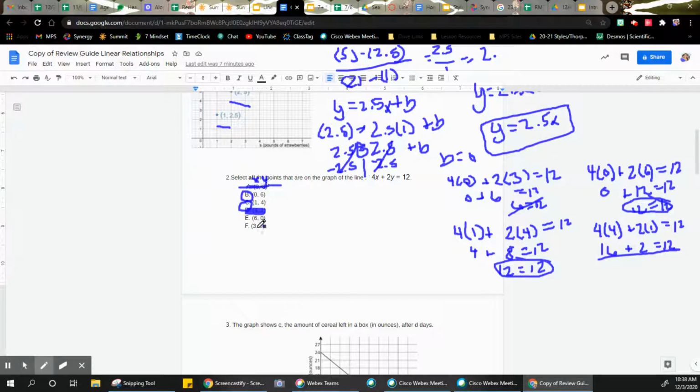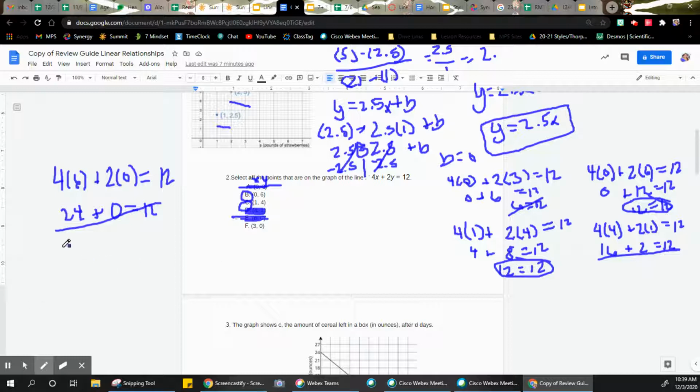So now I'm going to move on to E, which is 6 and 0. So I've got 4 times 6 plus 2 times 0 equals 12. 4 times 6 is 24, plus 2 times 0 is 0 equals 12. Well, 24 is never going to equal 12, so I know that E is also incorrect.